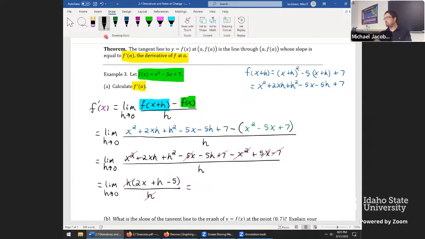And now, well, this is the limit as h goes to 0 of 2x plus h minus 5. But h is going to 0 in the limit, so that's just gone. And we get 2x minus 5. That means this one's completely done. Any questions or comments so far, folks?